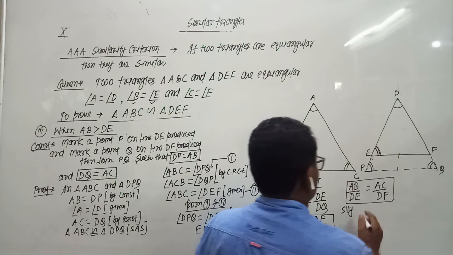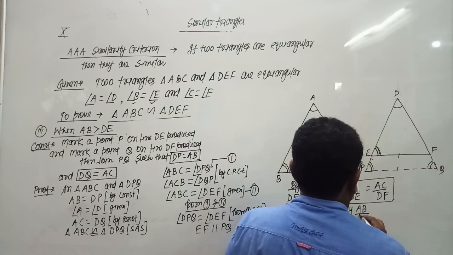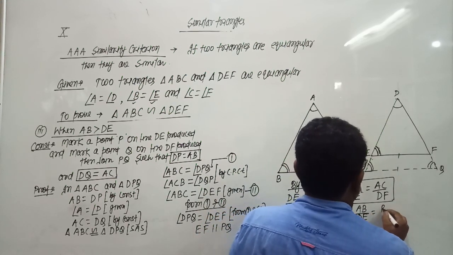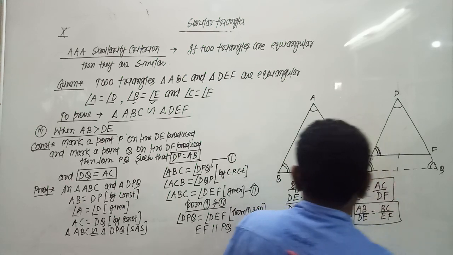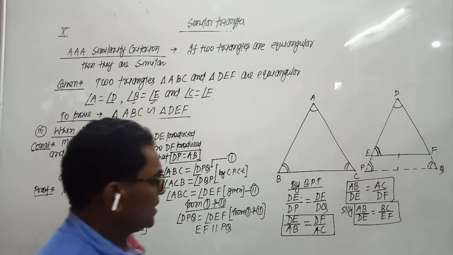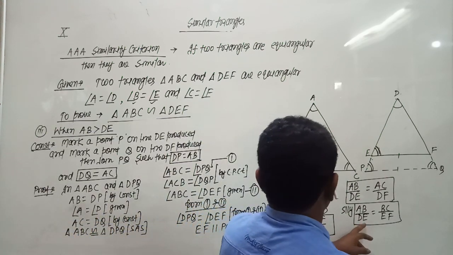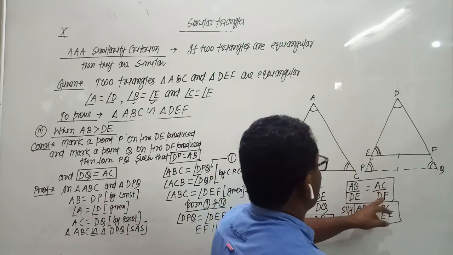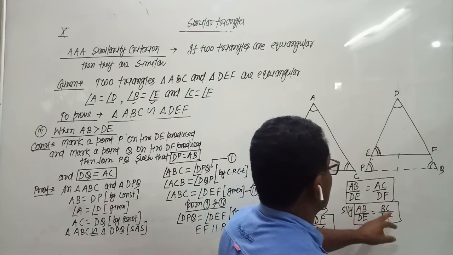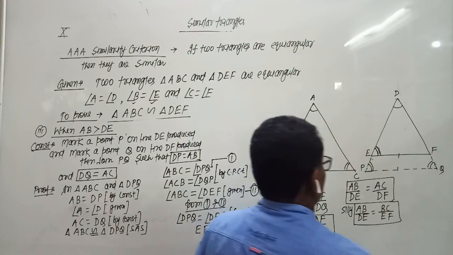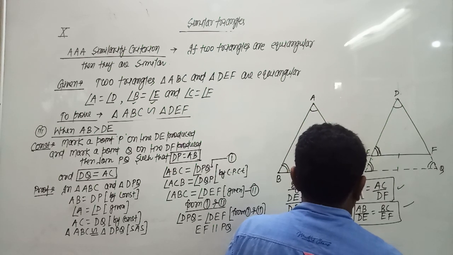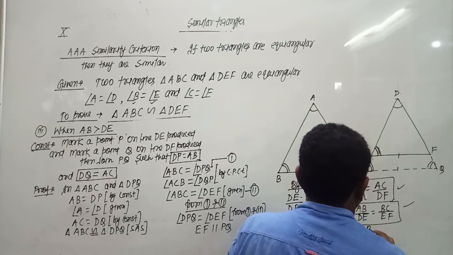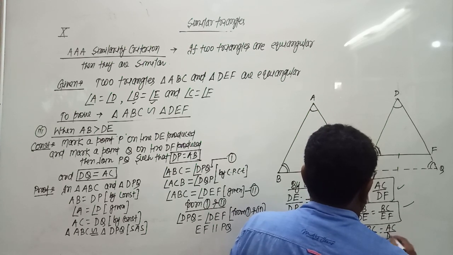Similarly, we can prove that AB upon DE equals BC upon EF. So AB upon DE equals AC upon DF, and AB upon DE also equals BC upon EF. So we conclude from these two expressions that AB upon DE equals BC upon EF equals AC upon DF.